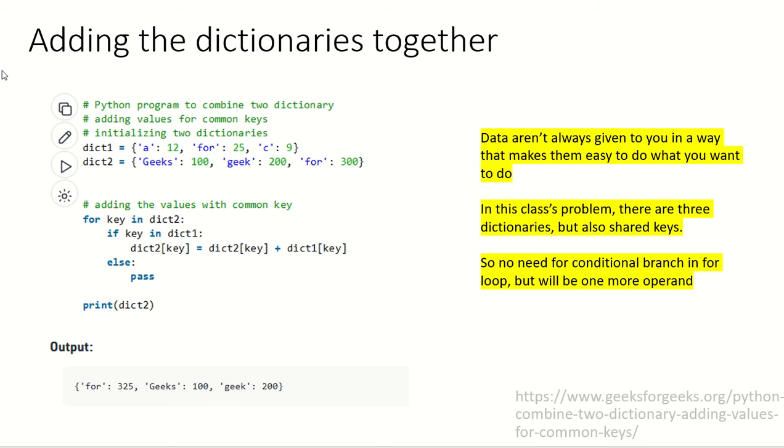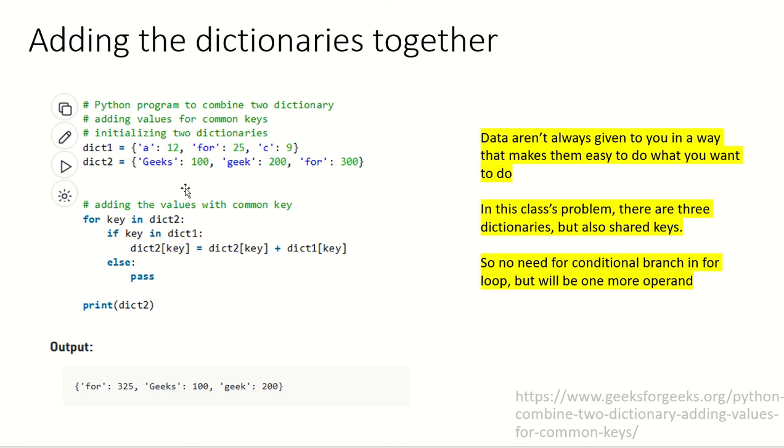So adding the dictionaries together is maybe a more straightforward process. This example comes from the website that's listed here, Geeks for Geeks. You could Google something like adding dictionary values together with shared keys. This example has 2 dictionaries, Dict1 and Dict2, each of which has 3 items. The keys are not totally shared. There's only one overlap, 4 here.